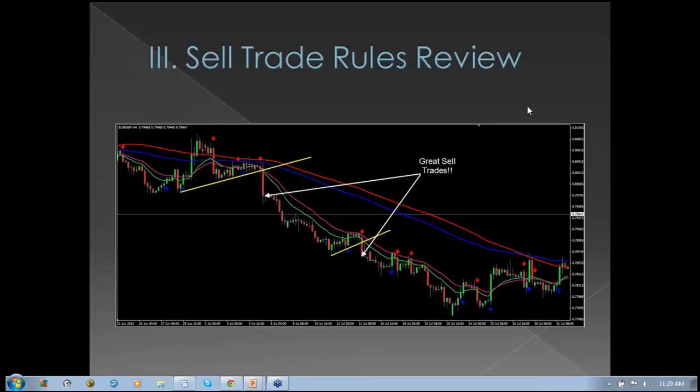So we've got the 5 and the 6 crossover as our entry trigger, Victor. That's our entry trigger. When we see a pullback like this, and then a red arrow pops up, that's where we get into the market.